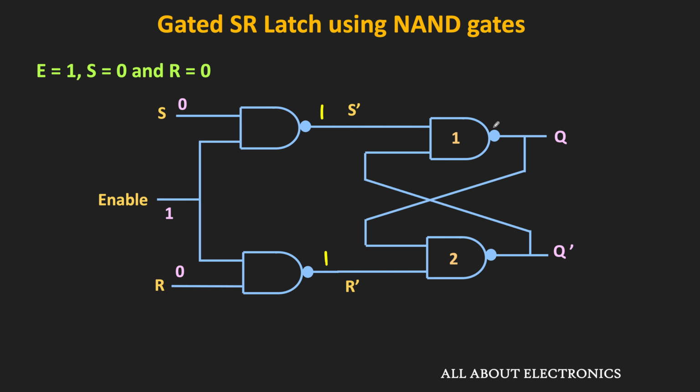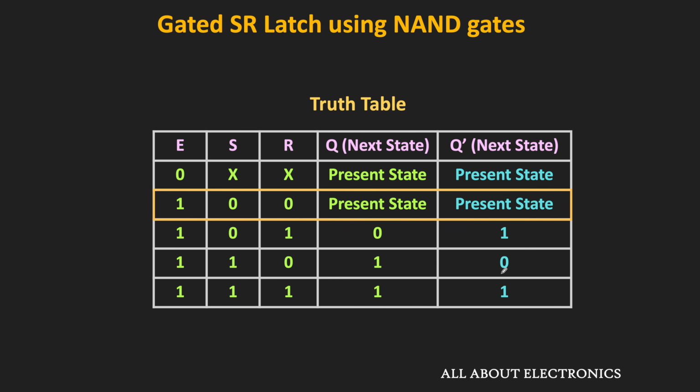And since both S dash and R dash are 1, it will retain its current state. Because as we have seen earlier, this NAND gate based SR latch is active low. That means whenever both S dash and R dash are 1, then it will retain its present state. That means when enable input is high and when both inputs are 0, then there will not be any change in the output state of the latch.